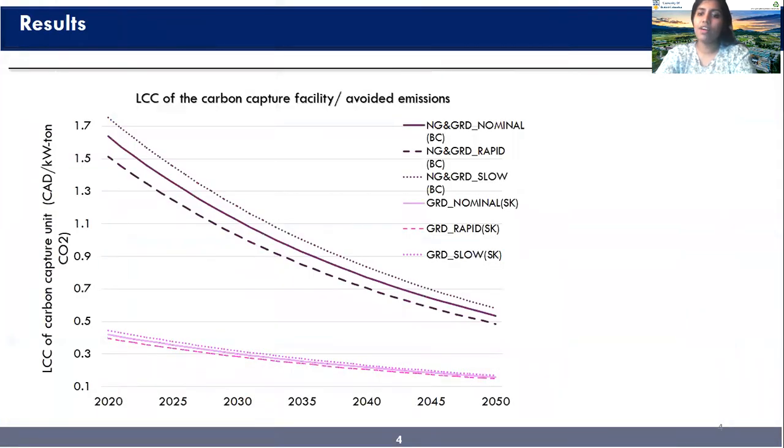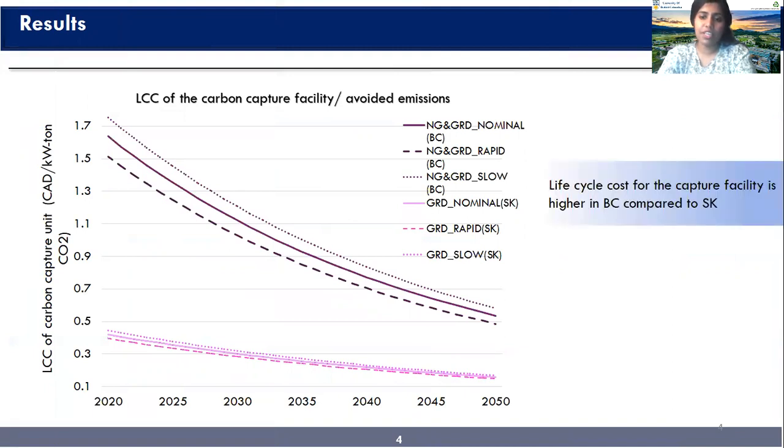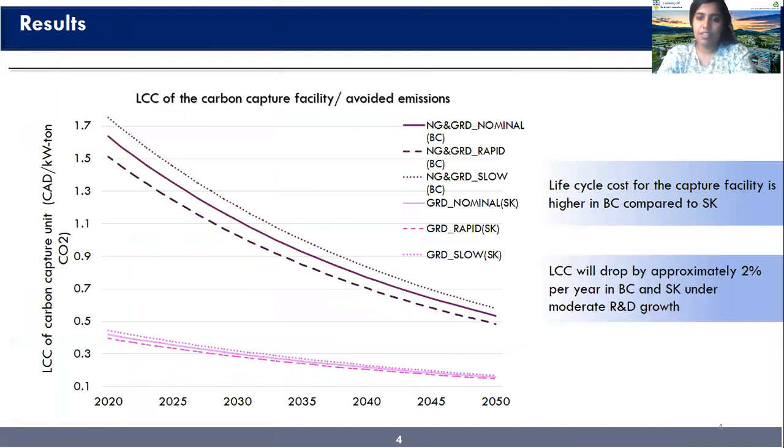When the life cycle costs are considered for different carbon capture technology advancement rates, it is higher in BC than it is for Saskatchewan. This is mainly due to the existing infrastructure facilities in Saskatchewan. However, it is noted that life cycle costs are expected to drop by approximately 2%.